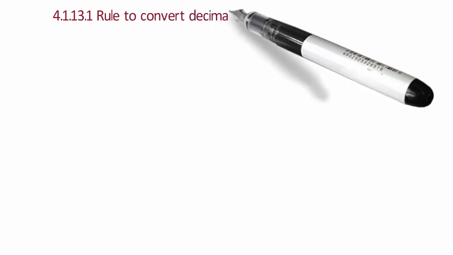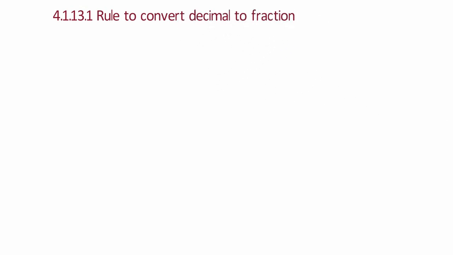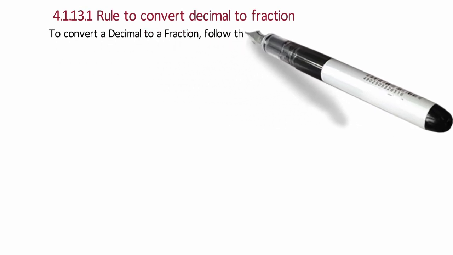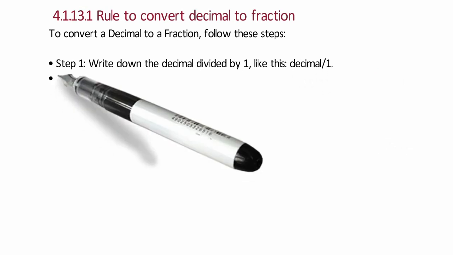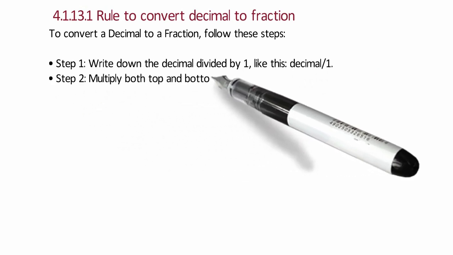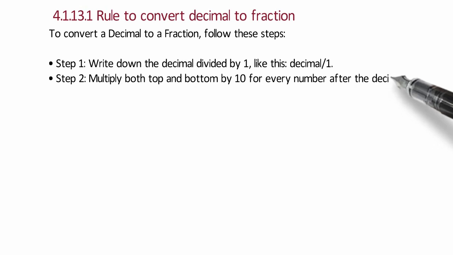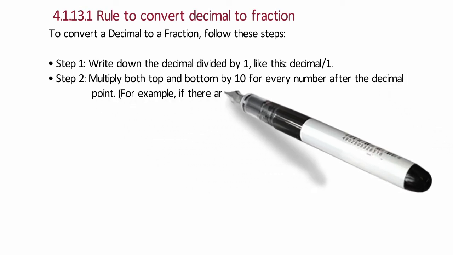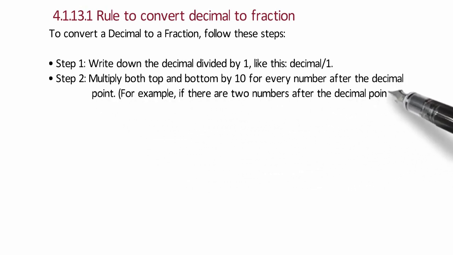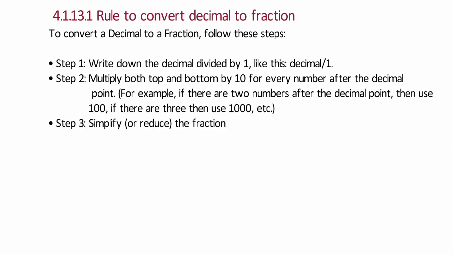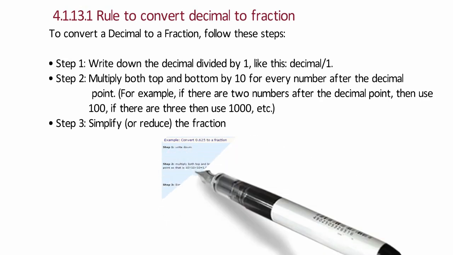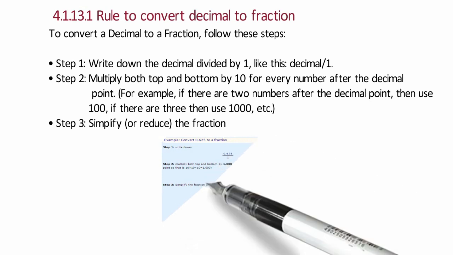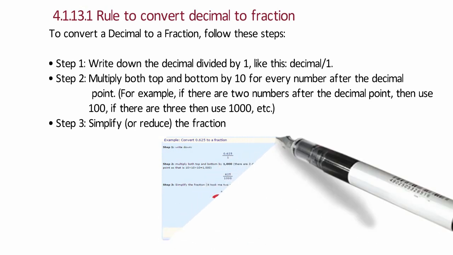Rule to convert decimal to fraction. To convert a decimal to a fraction, follow these steps. Step 1: Write down the decimal divided by 1. Step 2: Multiply both top and bottom by 10 for every number after the decimal point. For example, if there are 2 numbers after the decimal point, then use 100. If there are 3, then use 1000, etc. Step 3: Simplify, or reduce, the fraction.